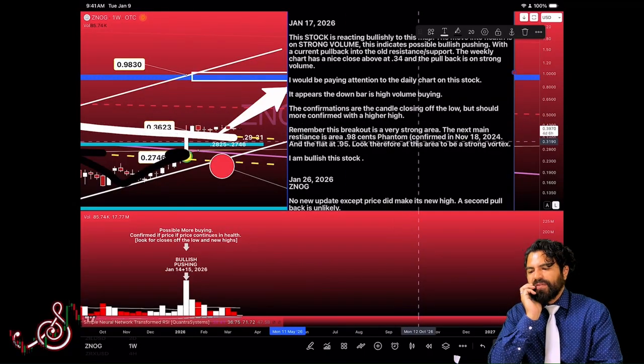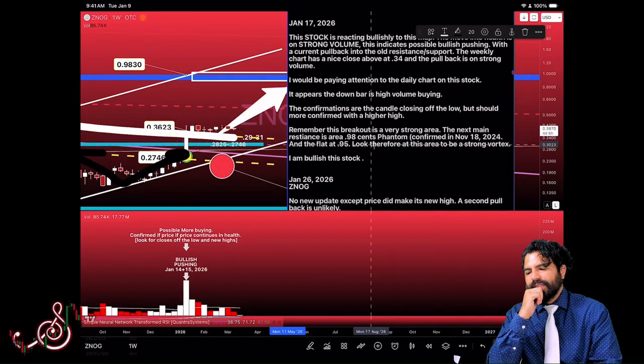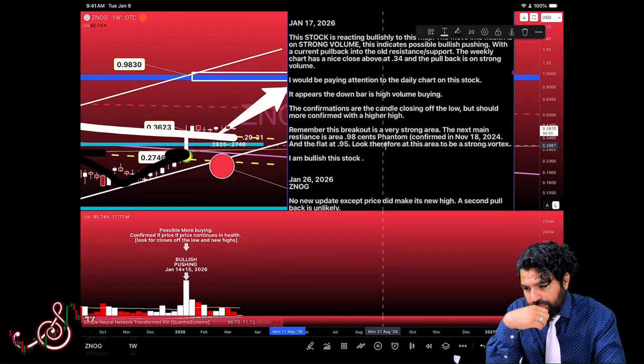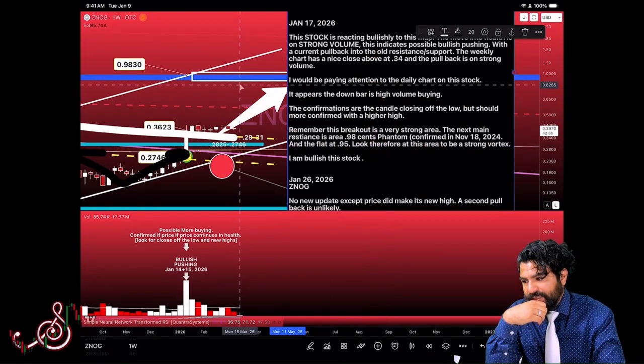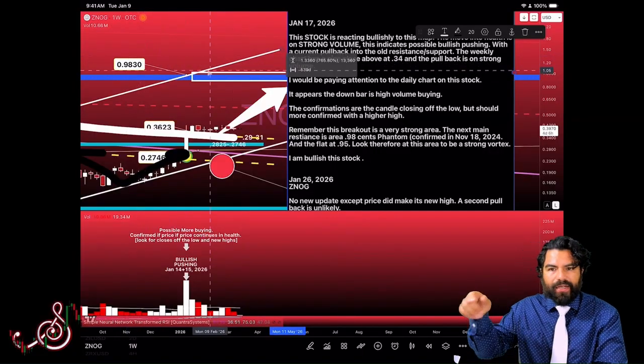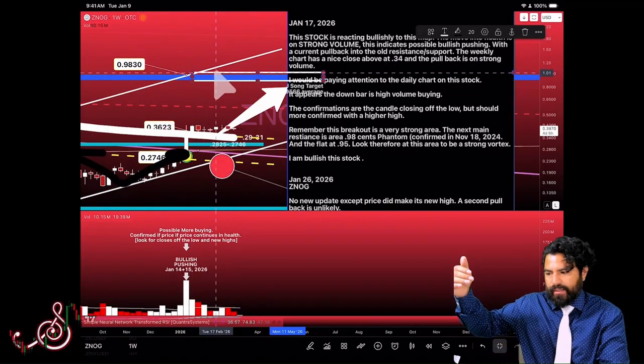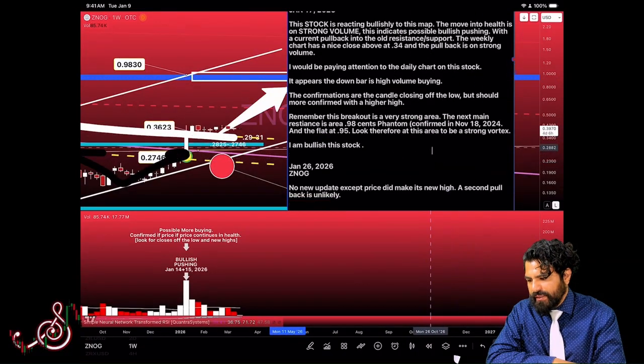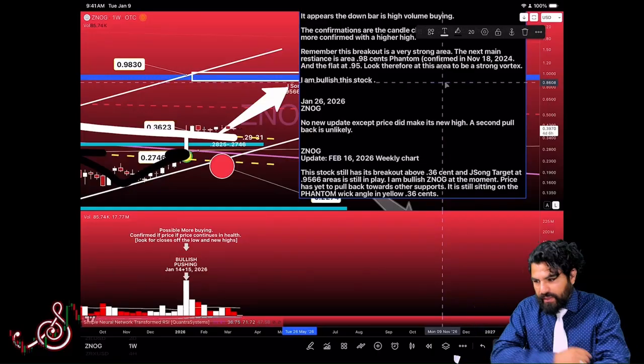Remember, the breakout is in a very strong area. The next main resistance is at 98 cents on the Phantom. That's going to be up there in the sky, right here. Okay. I am bullish this stock. Look for a stronger vortex. That's where things are going to be converging.